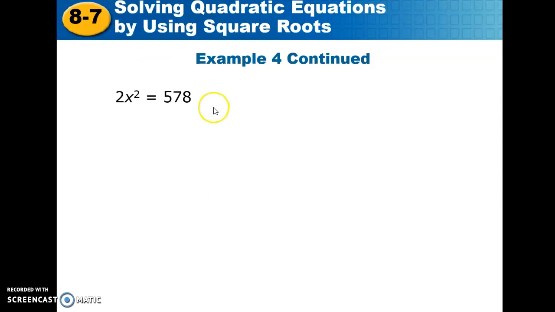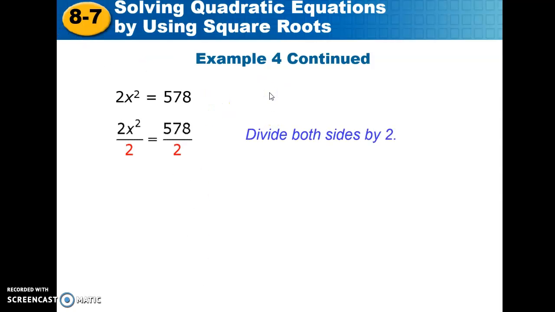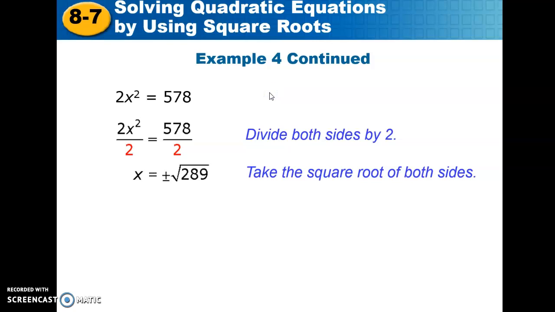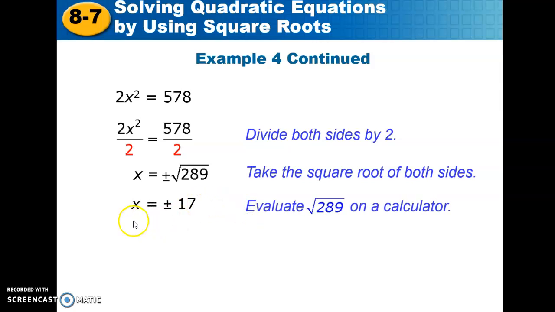Let's go to the next slide. We have to divide both sides by 2, and we get x squared equals 289. So we take the square root of both sides. I skipped a step, I don't know why. And if you use a calculator, and if you don't know that this is 17 times 17, your calculator will tell you that x equals plus or minus 17.